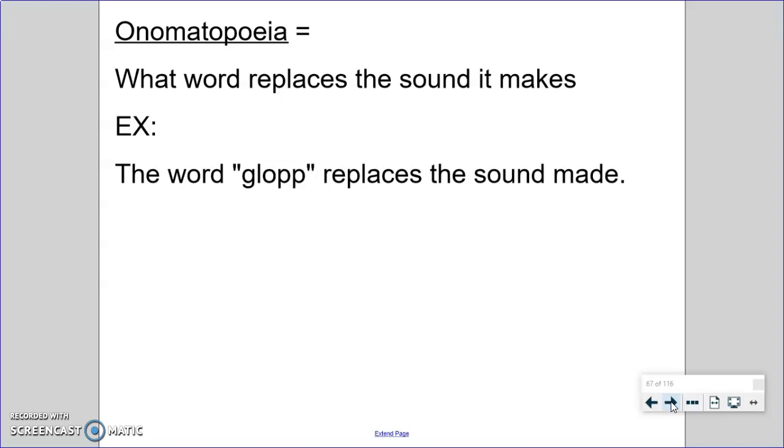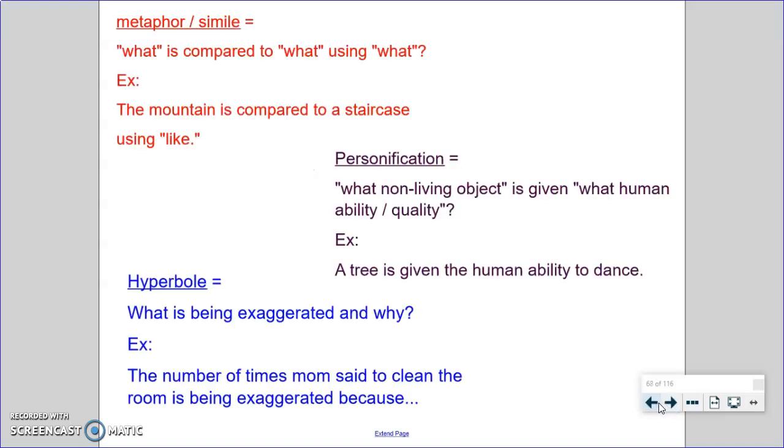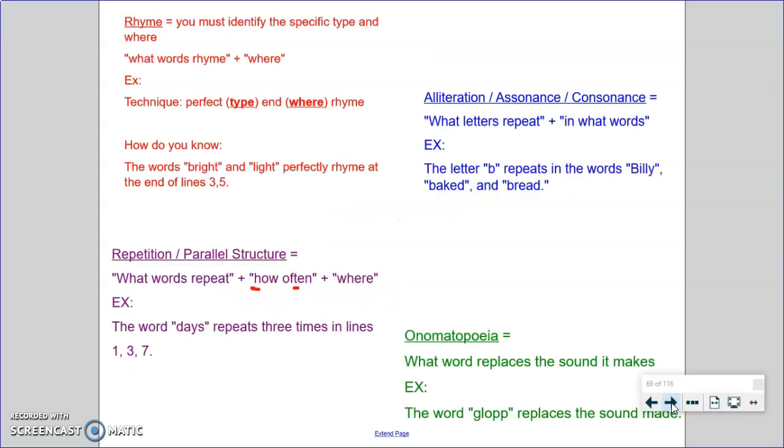So you would just say, for example, the word glop replaces the sound made, or the word bam replaces the sound that's made. So onomatopoeia and its formula, not too difficult. Okay, so again, just to look at everything in one spot. With rhyme, you must identify the specific type of rhyme, and we need to put down what words rhyme plus where. So our example technique would be perfect, type, right?